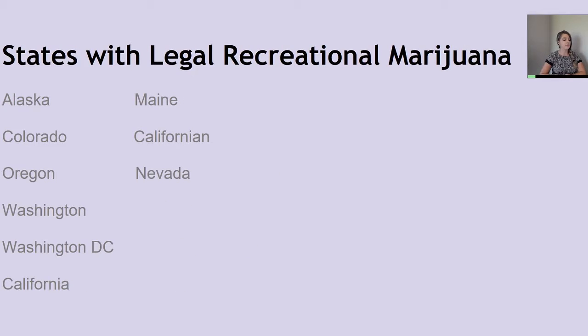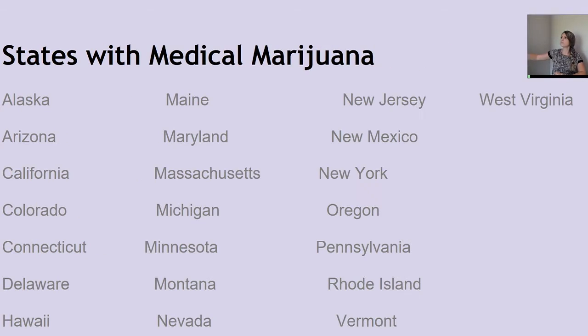And states that have legal recreational use are Alaska, Colorado, Oregon, Washington, California, Maine, Nevada, and then also Washington, D.C. In most of these states, there are certain limits on how much a person can have on them, such as an ounce, etc. So there still are regulations, but it is able to be used recreationally.